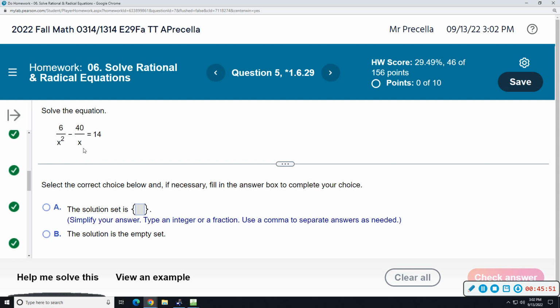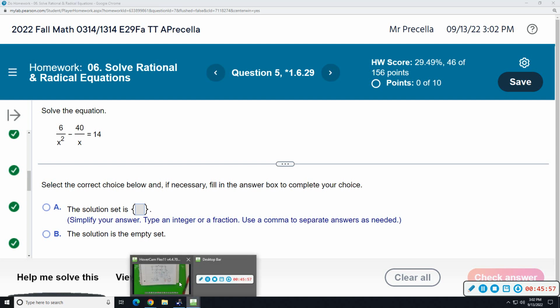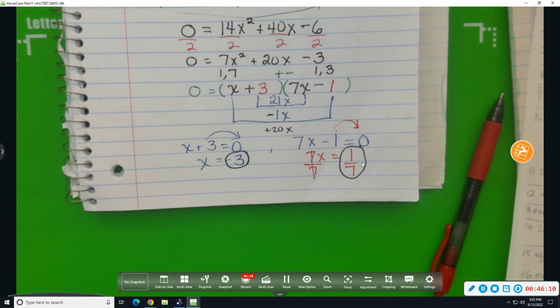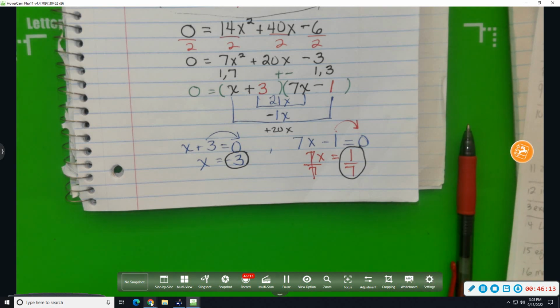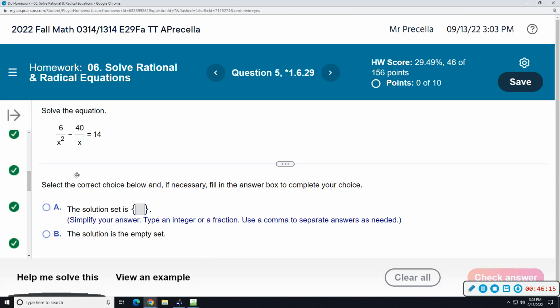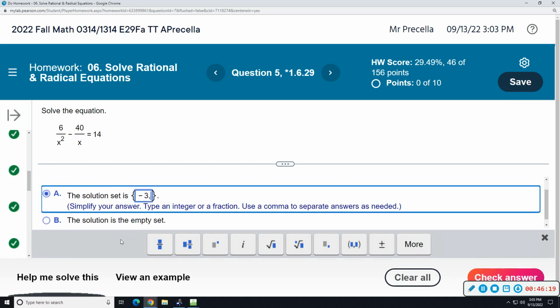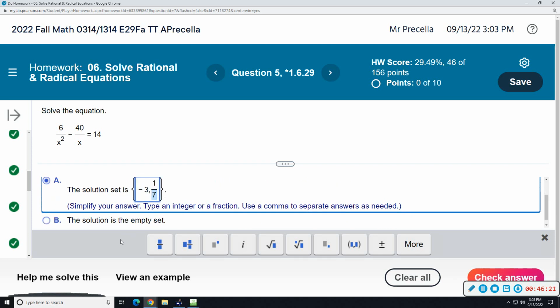0. Did we get 0 as an answer? 0 is the only number that would be unacceptable. Did we get a 0? Nope. We got a -3 and a +1/7. So both of these answers are okay. Any questions before I type those answers in? Okay, -3 and +1/7. -3 and +1/7.